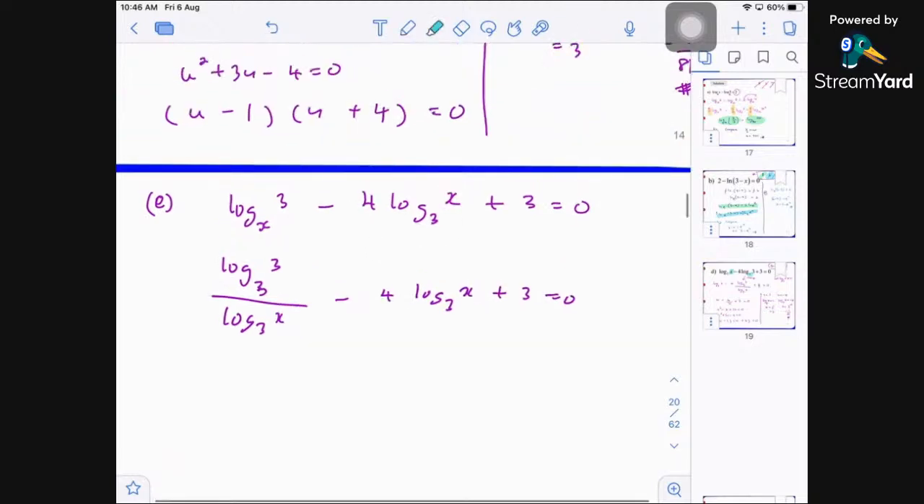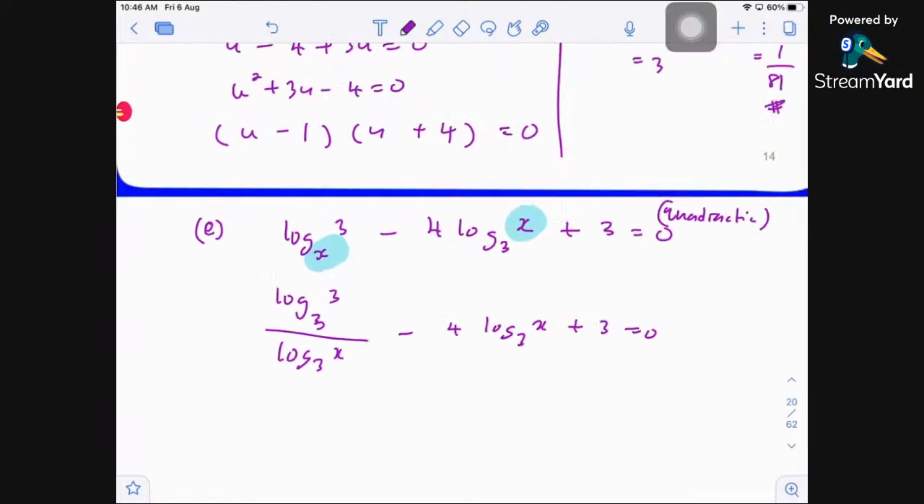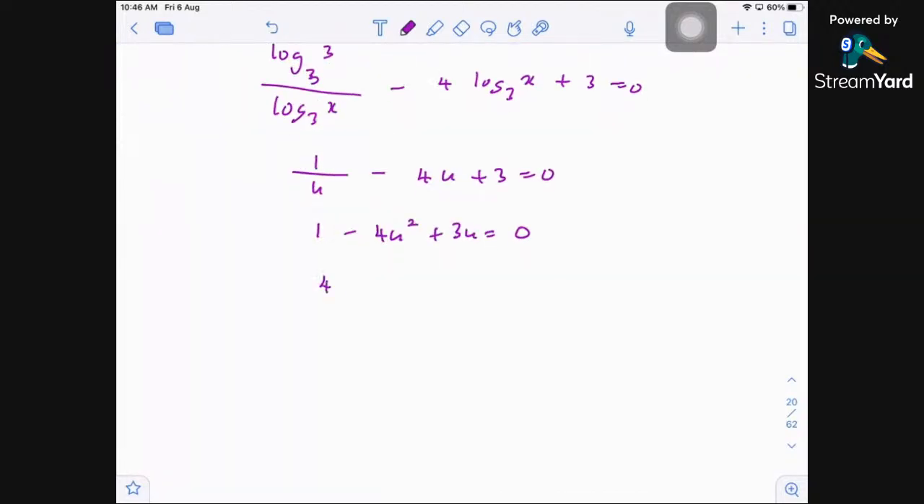Now, because the base also has x and the term also has x, we know this is going to be a quadratic question. Okay, so now from here I get 1 over u minus 4u plus 3 equals 0. That becomes 1 minus 4u squared plus 3u equals 0. I hope this question works, because I created it just a moment ago. Okay, so you get here.